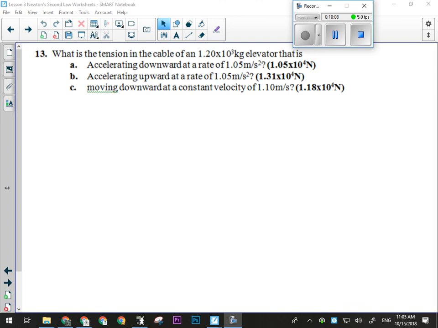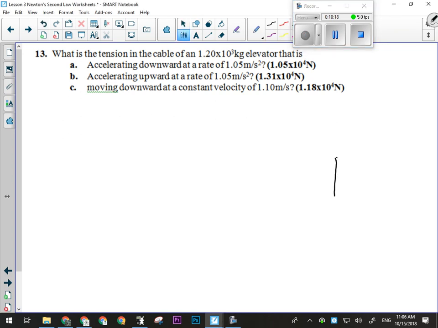Let's have a quick look at 13 here, guys. 13 is an elevator question. We talked about elevator questions the other day. The free body diagram for this says that we have a tension in the cable, which is what each part of the question wants you to calculate. How much is it pulling upwards? We have a force of gravity pulling downwards.